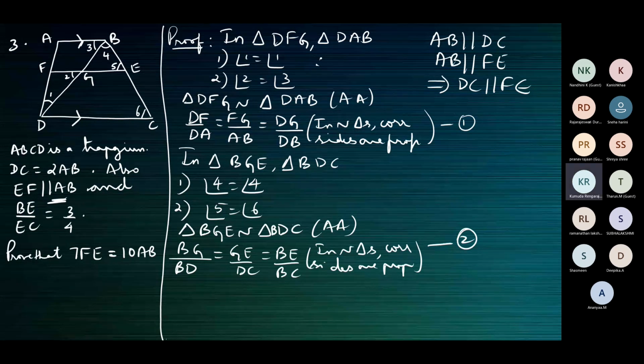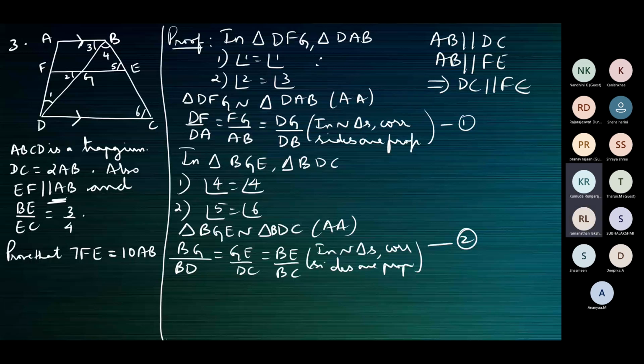See, children, use the ratio. It's given BE by EC is equal to 3 by 4. That means BG by GD. BE by EC is 3 by 4. So what is BE by BC? 3 by 7.